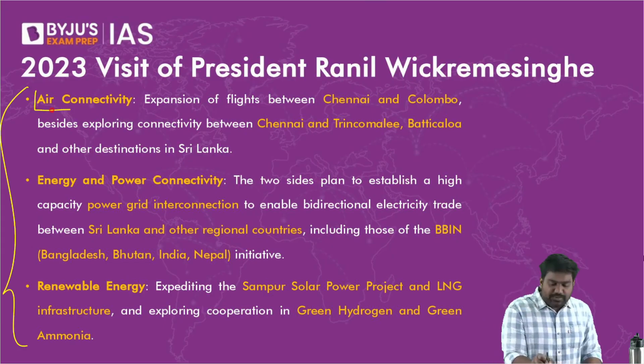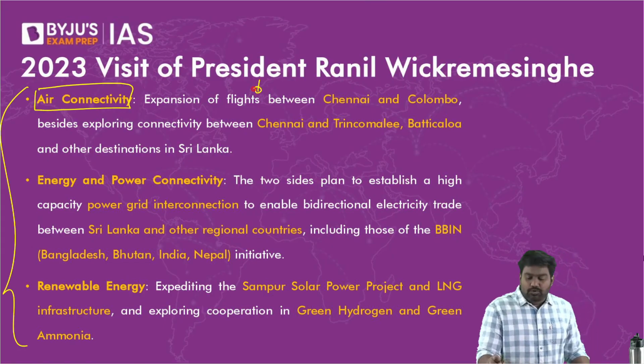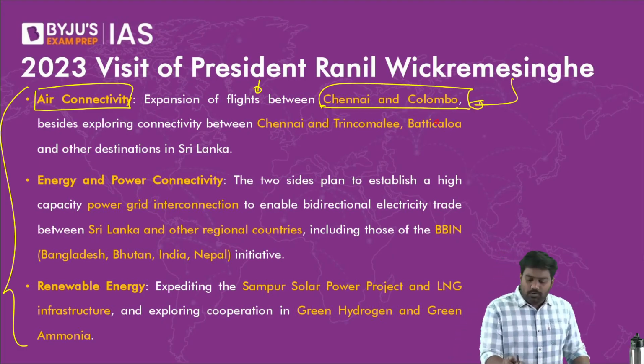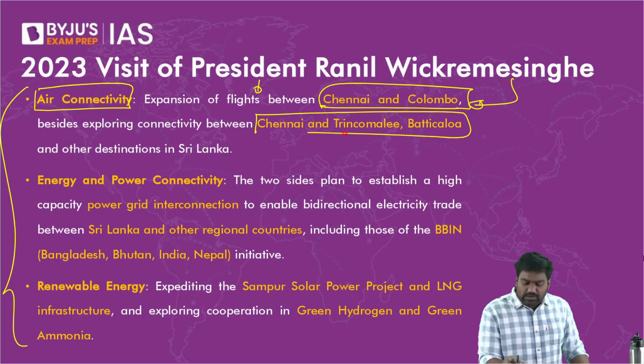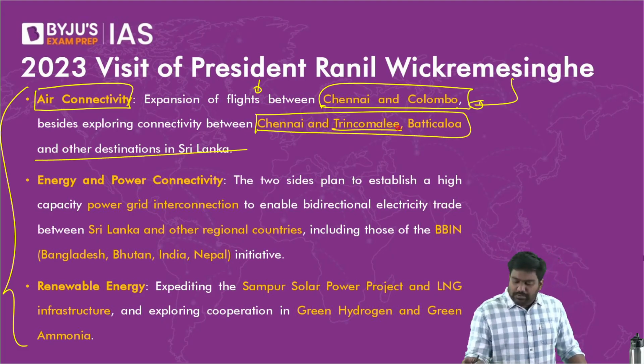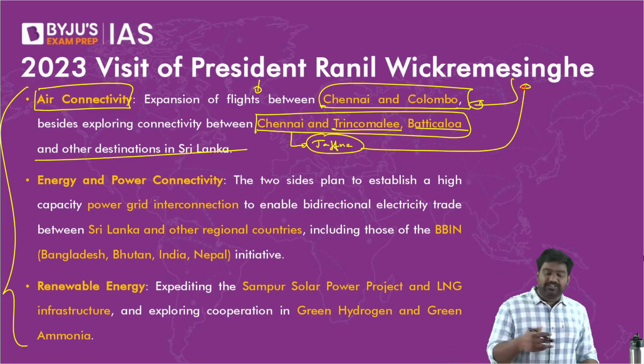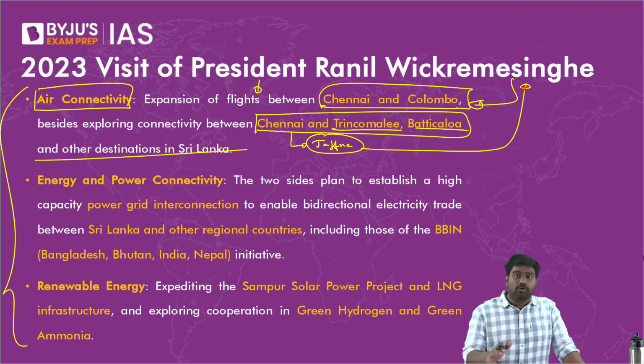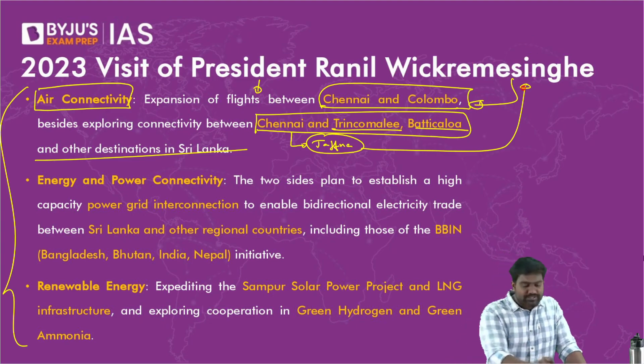Air connectivity is being improved. Prime Minister Modi has prioritized direct air connectivity between Chennai and Colombo, as well as from Chennai to other key locations like Trincomalee, Batticaloa, and even to Jaffna. In the coming years, you will see several direct flights running from India to Sri Lanka, multiple locations in Sri Lanka, not just Colombo, but even other smaller towns and cities.